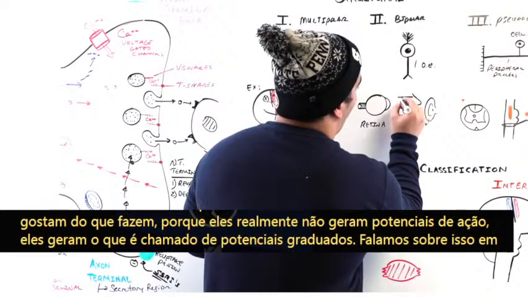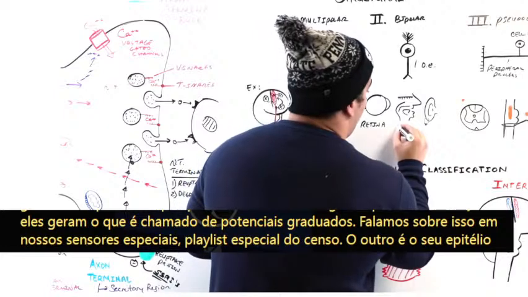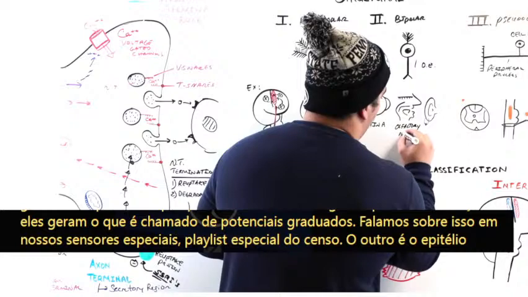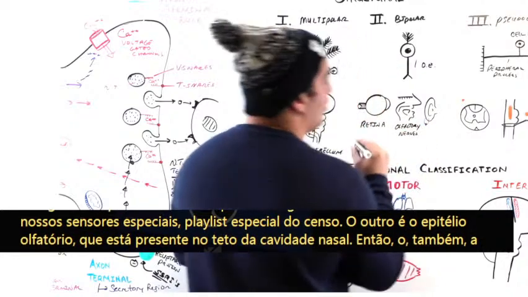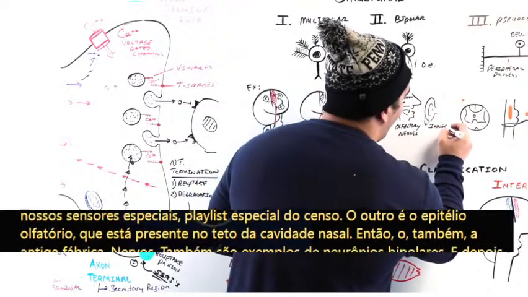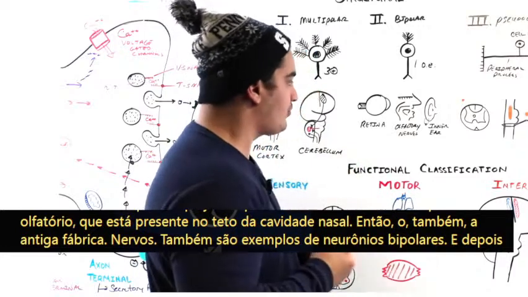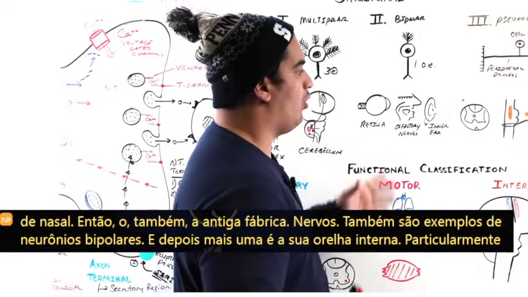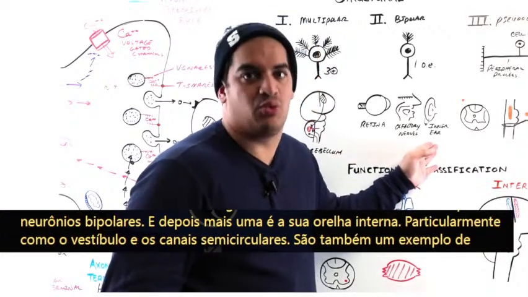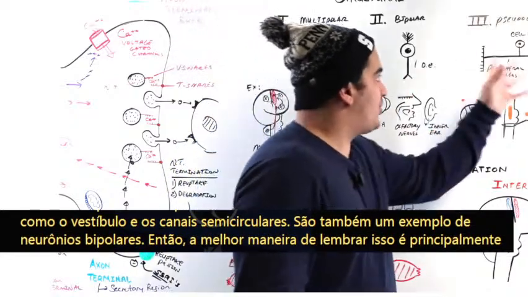The other one is your olfactory epithelium, which is present in the roof of the nasal cavity. So also the olfactory nerves, they're also examples of bipolar neurons. And then one more is your inner ear, particularly the vestibule and the semicircular canals, which are also examples of bipolar neurons. So the best way to remember this is that mainly your special sensory organs is where you'll find bipolar neurons.